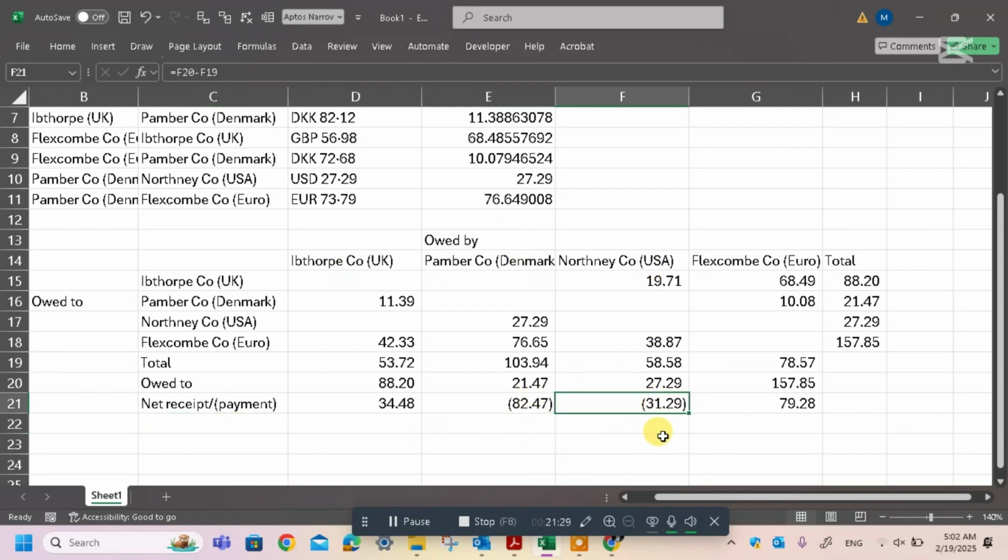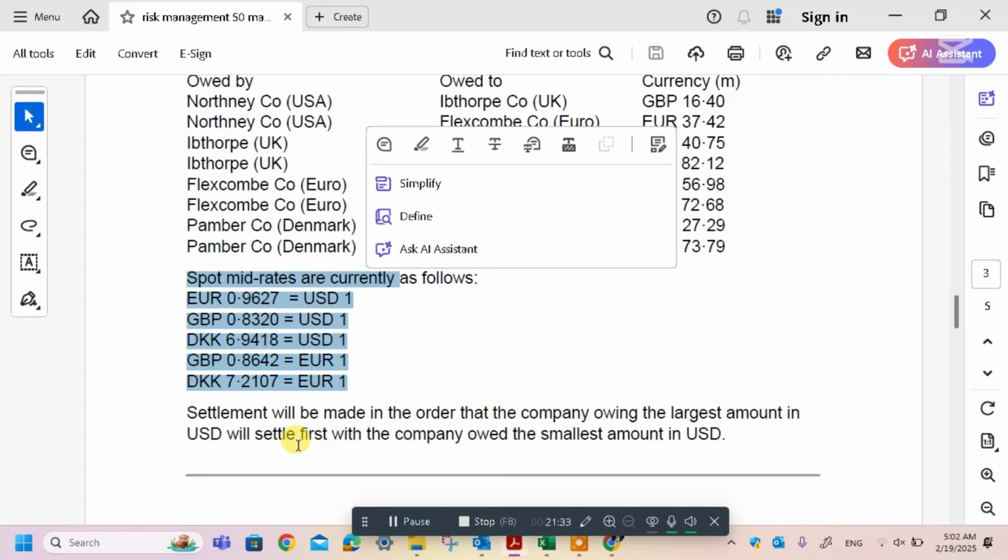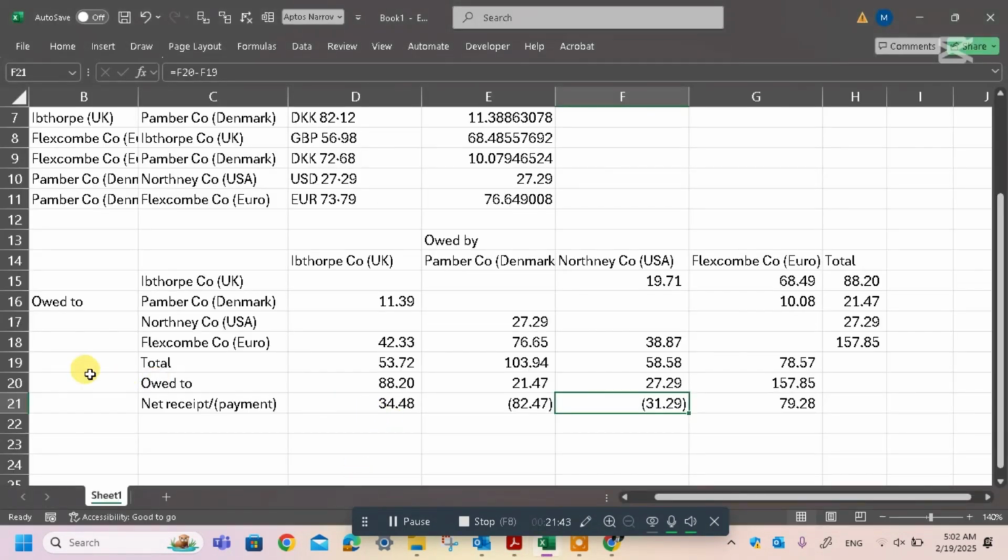Right. Now what do they say? They have given the instruction. What do they say? Settlement will be made in the order that the company owing the largest amount in USD will settle first, with the company owed the smallest amount. So let's see who is owing the largest amount. This company. They have to pay first. To whom will they pay first? The smallest amount.